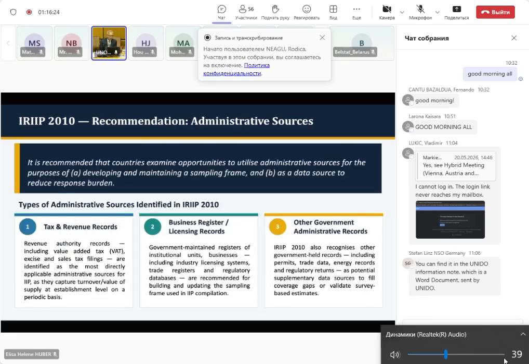The 2010 recommendations say that countries should examine opportunities to utilize administrative sources for the purpose of developing and maintaining a sampling frame, which we now call the statistical business register, as well as a data source for reducing the response burden. So I will give a specific example of how we plan to use tax records for IIP data.